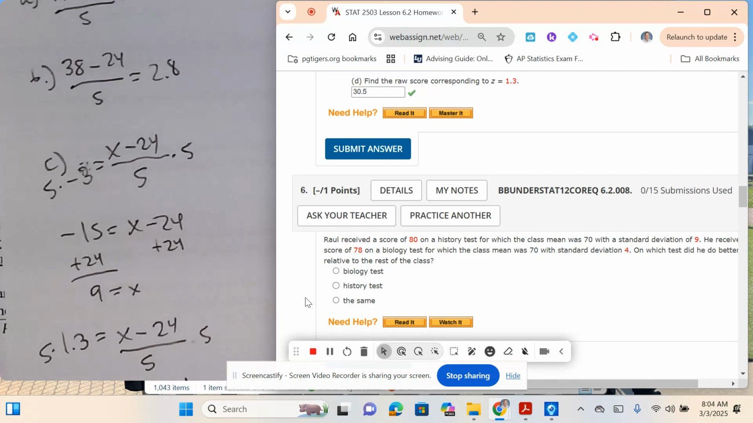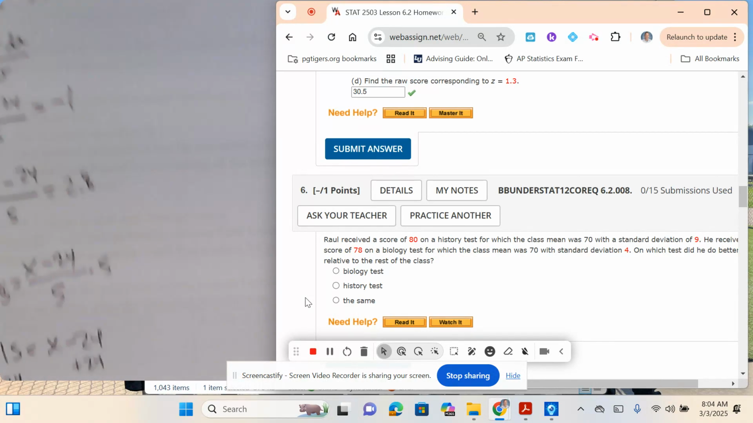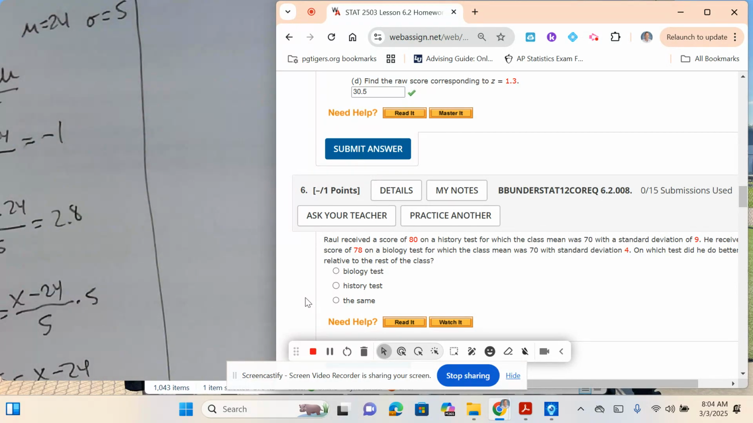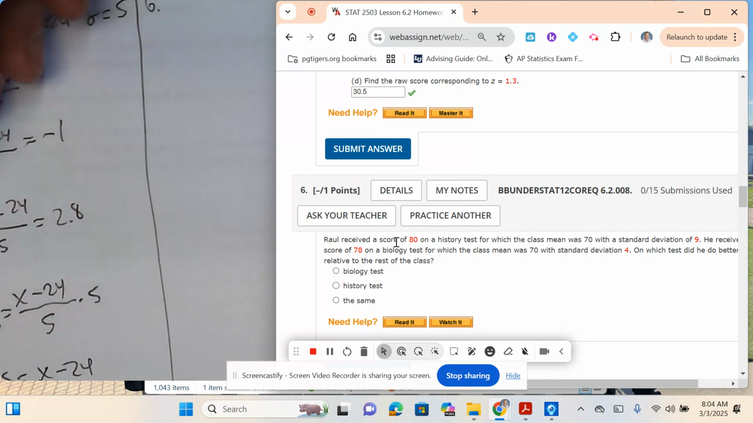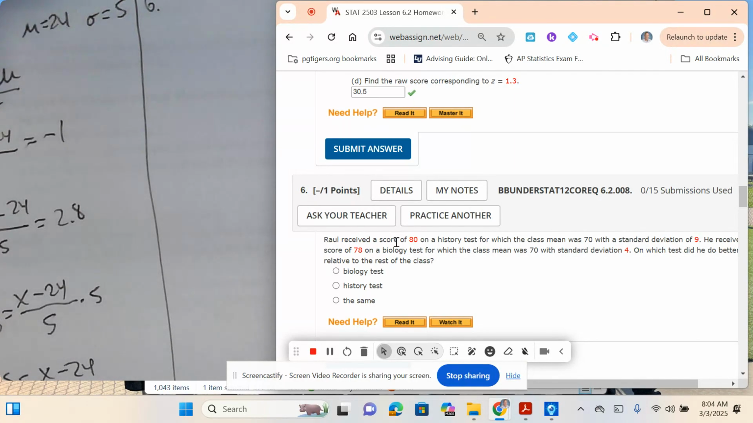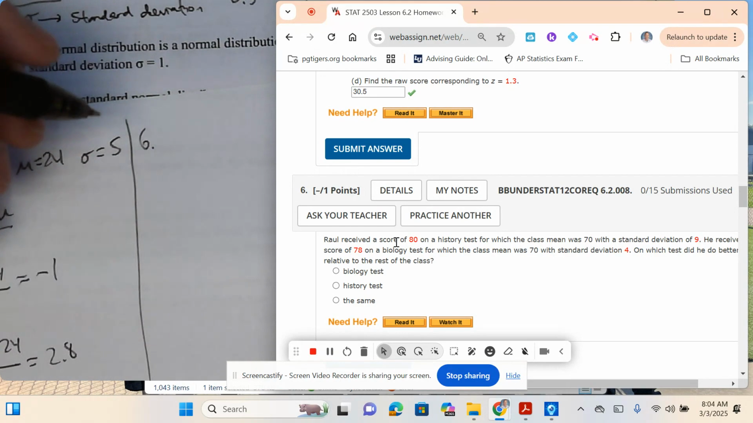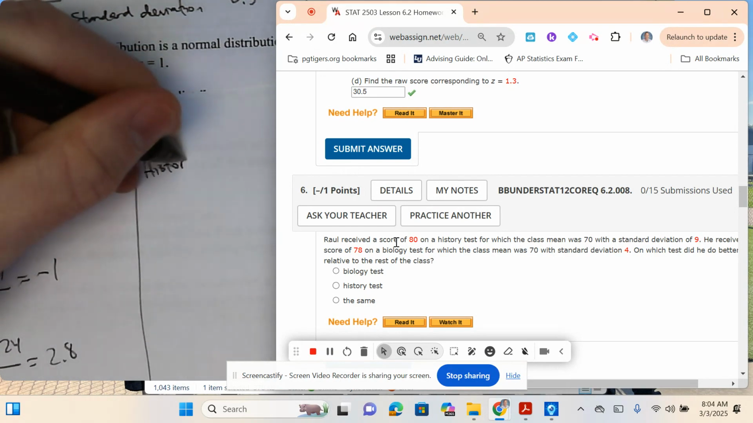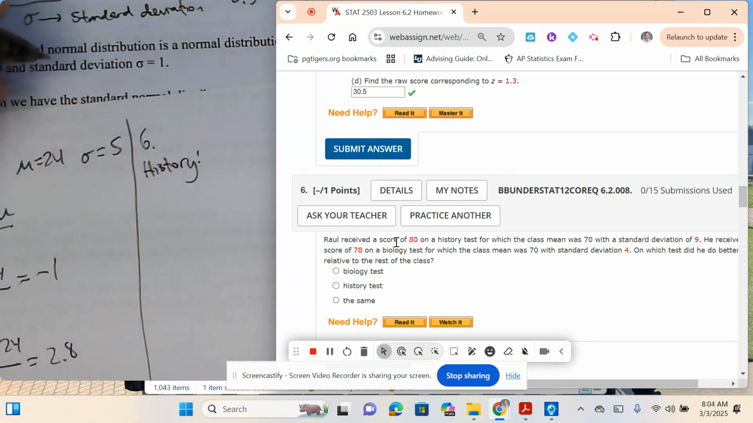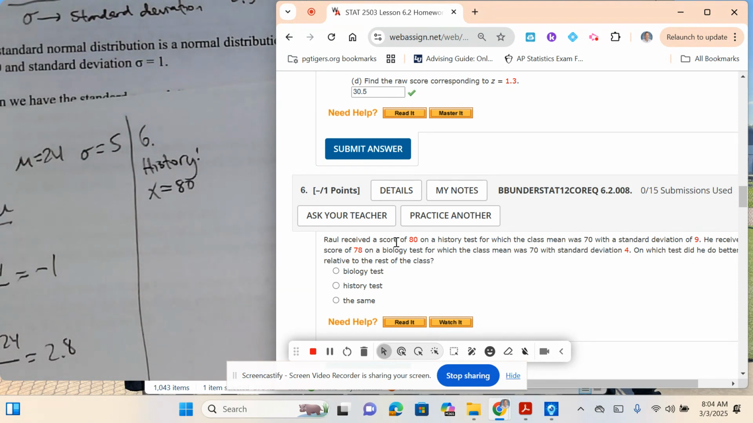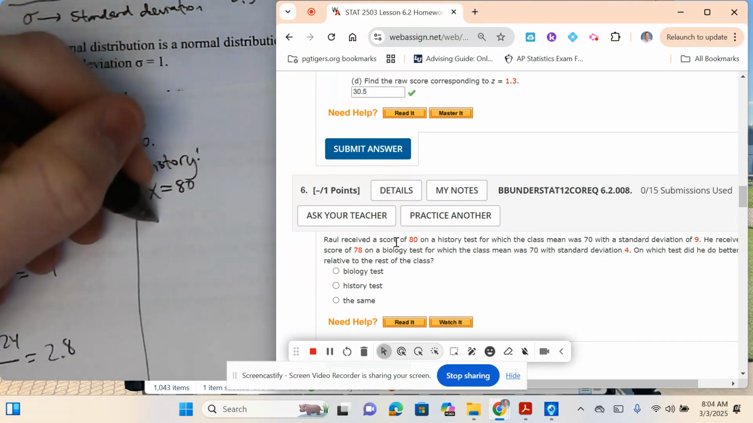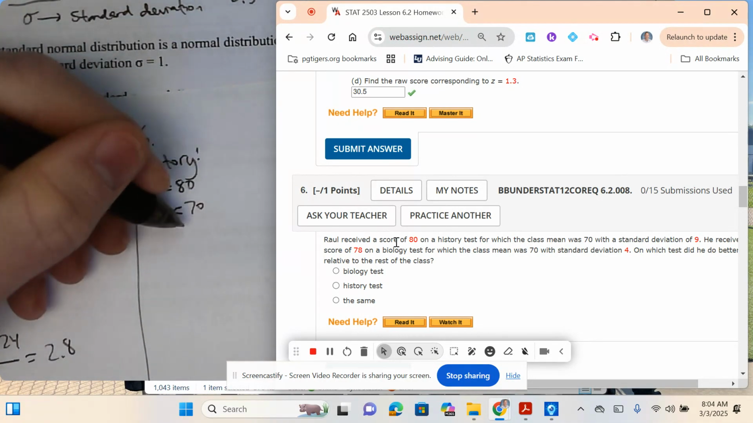Number 6 is an example of how you can apply the z-score, doing it across multiple variables. So we've got two different groups here. Raul received a score of 80 on his history test, where the class mean was 70 and the standard deviation was 9. He received a score of 78 on his biology test, where the class mean was 70 and the standard deviation is 4. So let's look at Raul. He's got his history test. He received a score of 80. What does 80 represent? That's the x, or the x bar. That's your raw score. And he's got a mean of 70 and a standard deviation of 9.